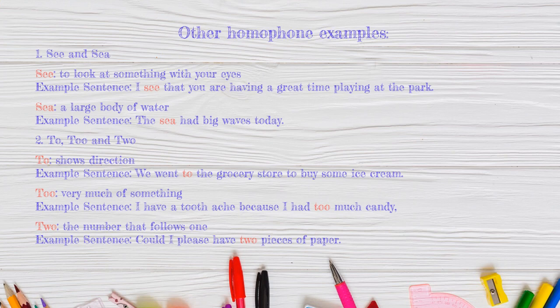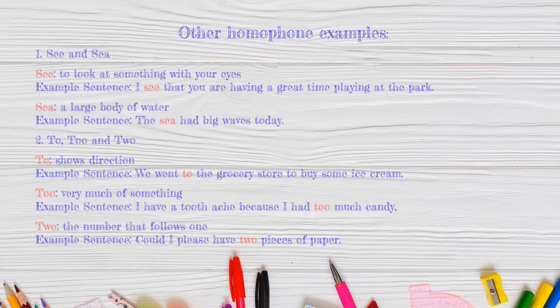The second example has 3 words that make up the homophone pair: to, too, and two. The first to, spelled T-O, means showing direction. When used in a sentence, I can say, we went to the grocery store to buy some ice cream.